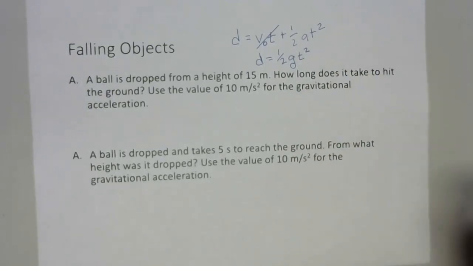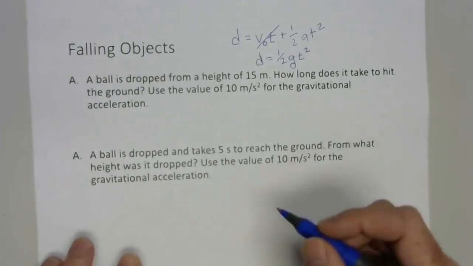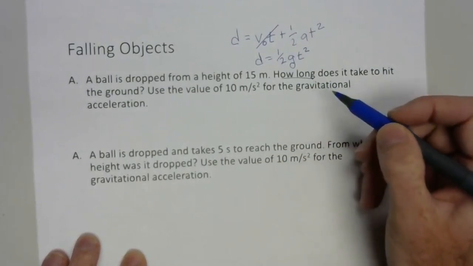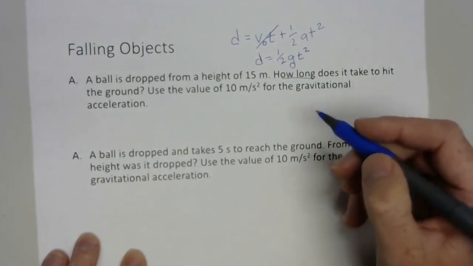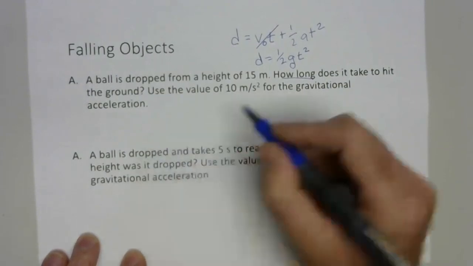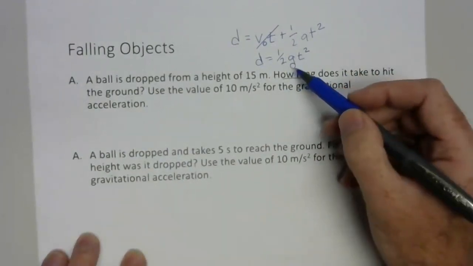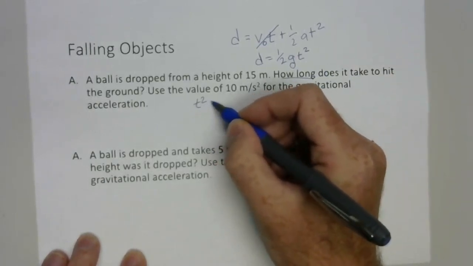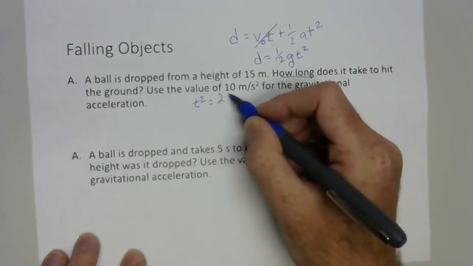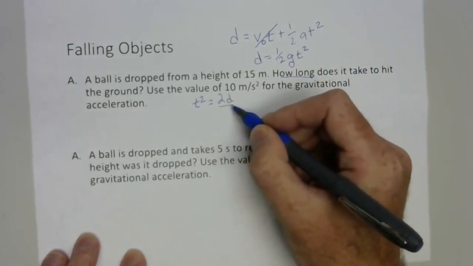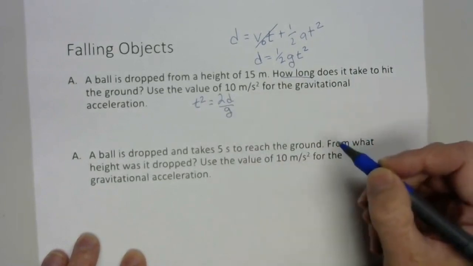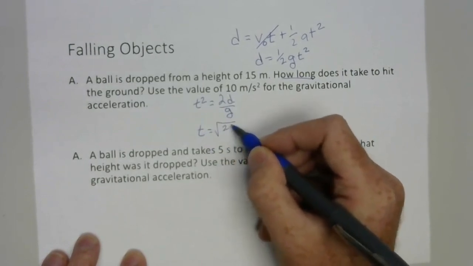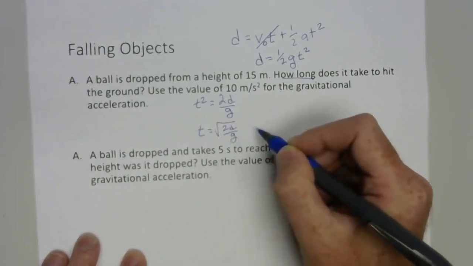Now, considering the problem, in this case we want time, how long, so we're going to solve that for t. Essentially we have to divide both sides by 1/2 and g, so you're going to get t squared equals 2 times the distance divided by g. And then we have to take the square root, so t equals the square root of 2d divided by g.